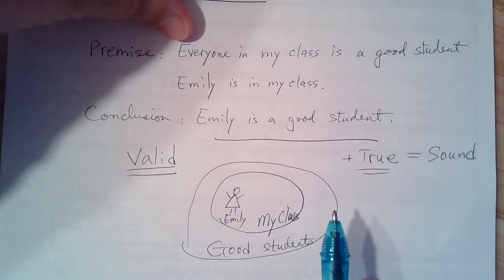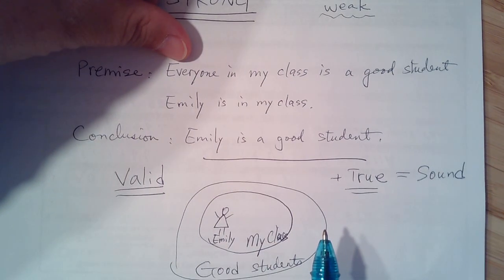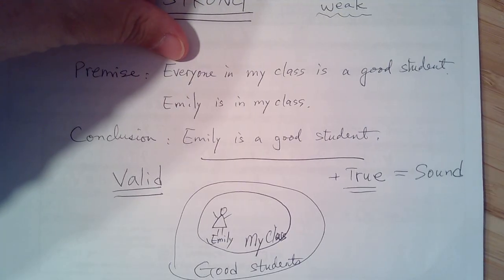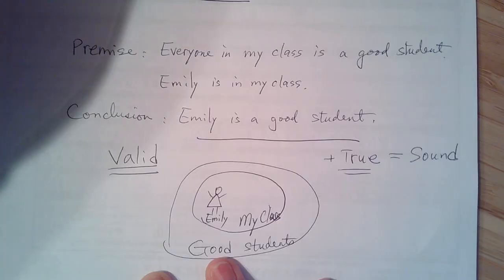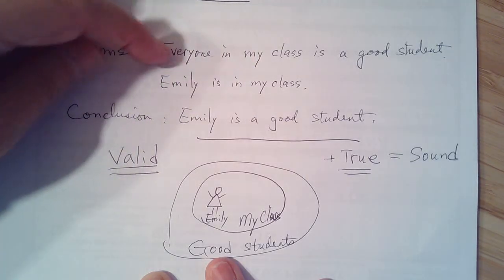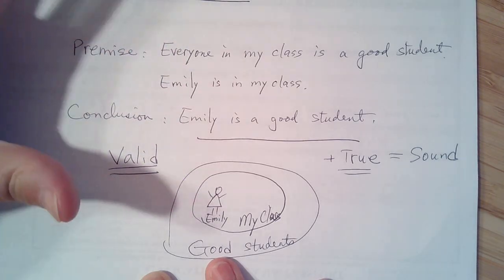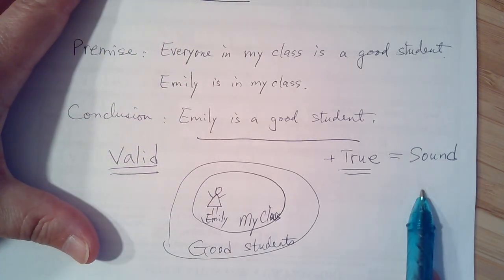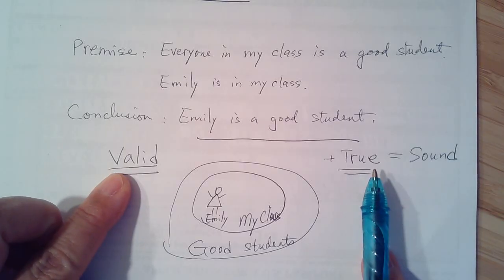But this premise might not be true. Everybody in my class is a good student. First of all, this might not be true, because I do have some students who never showed up in class, never turned in homework, and I cannot tell that they studied hard. So I cannot say they are good students. Emily is in my class. Emily is a good student. We don't know. So it's valid but not sound. We don't know yet. Okay, so valid plus true becomes sound.